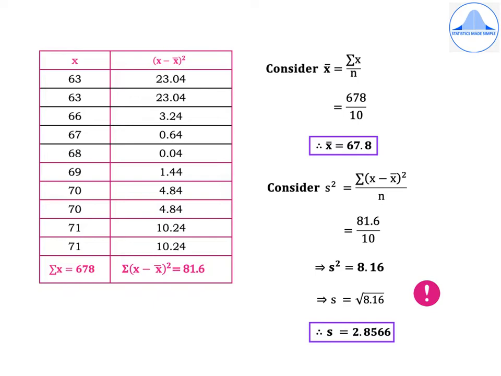Let us now calculate the sample variance, which has the formula small s square is equal to summation x minus x bar whole square by n, which is equal to 81.6 divided by 10, which implies s square is equal to 8.16. Our aim is to find s, which we require for the test statistic, so s is equal to root of 8.16, and you get s as 2.8566.